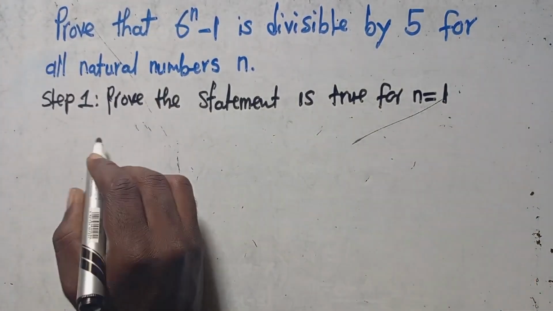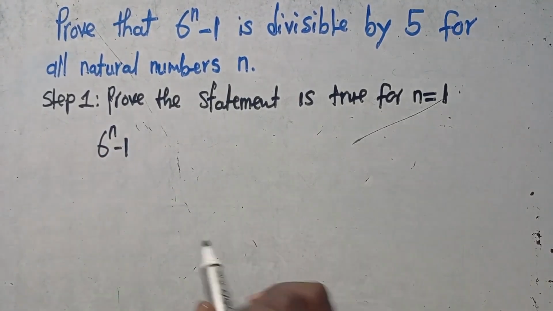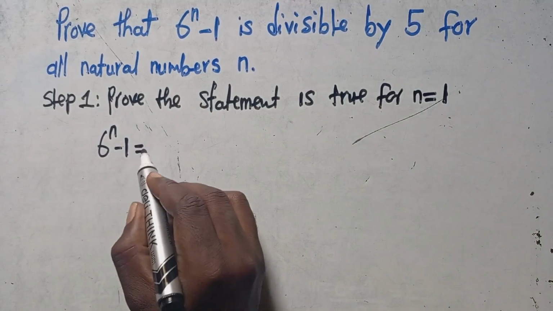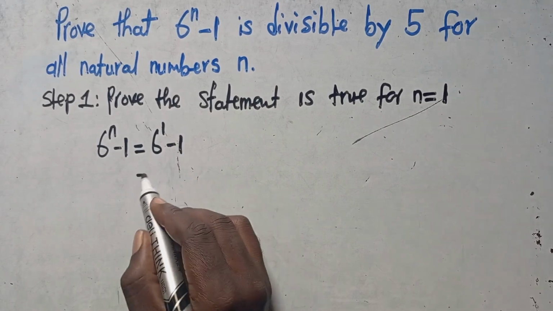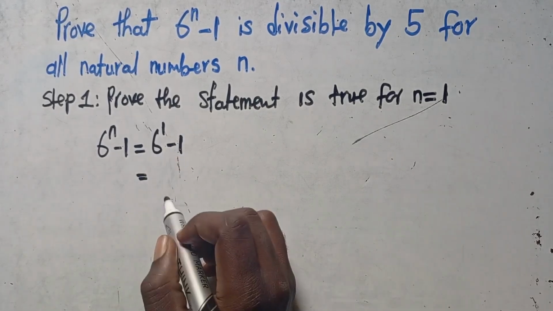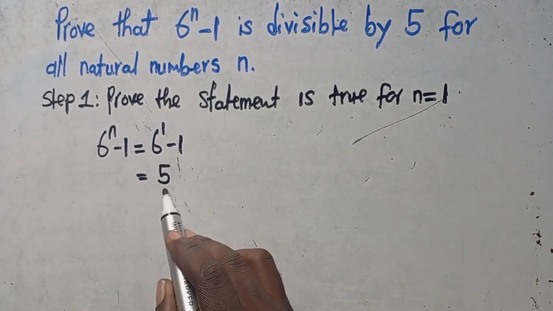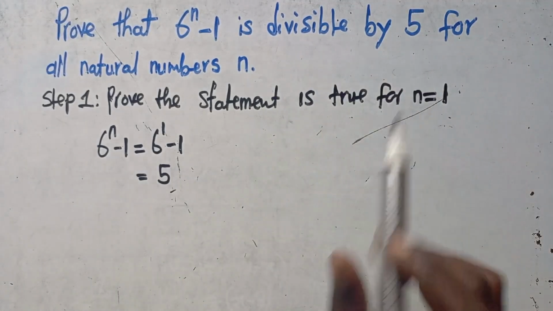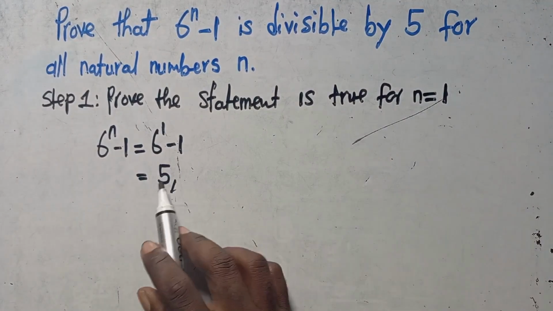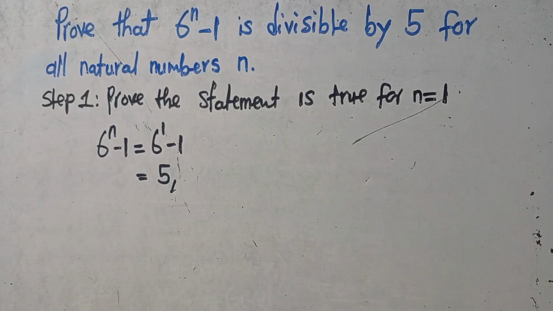So you get that one. It is like this. Where there is n, we put a 1. So this is just the same as 6 to the power 1 minus 1. 6 to the power 1 is 6, minus 1, you get 5. Have you seen this 5? This 5 is divisible by what? By 5. So you say, since 5 is divisible by 5, hence the statement is true.